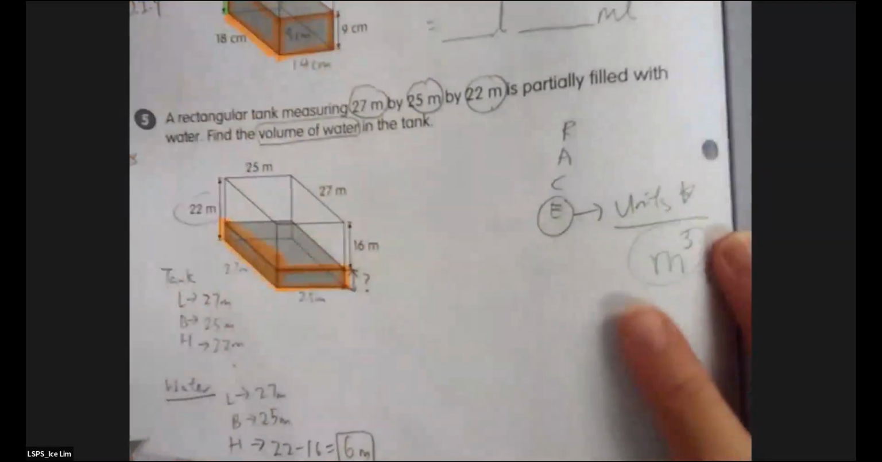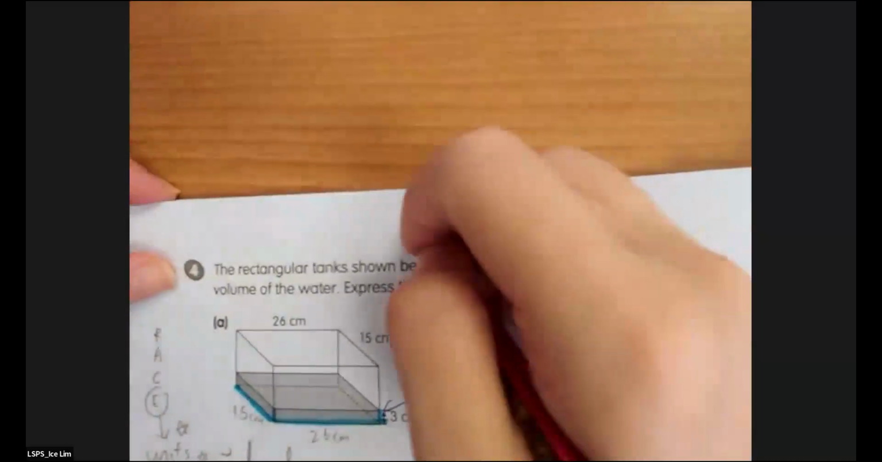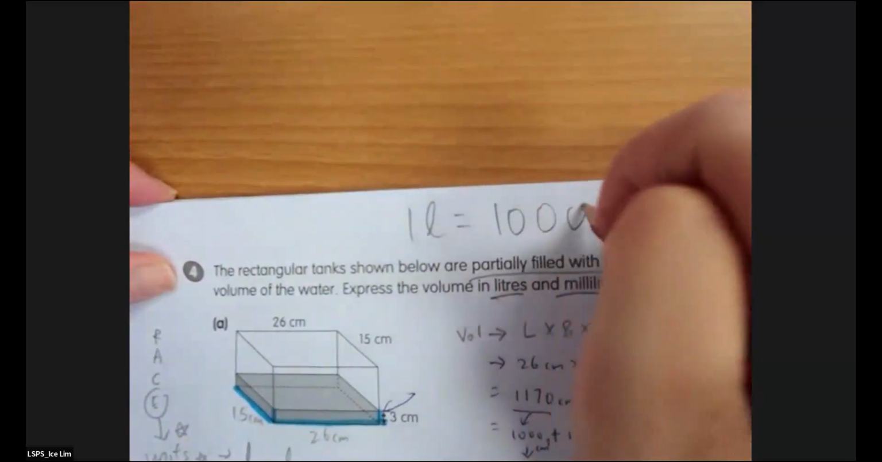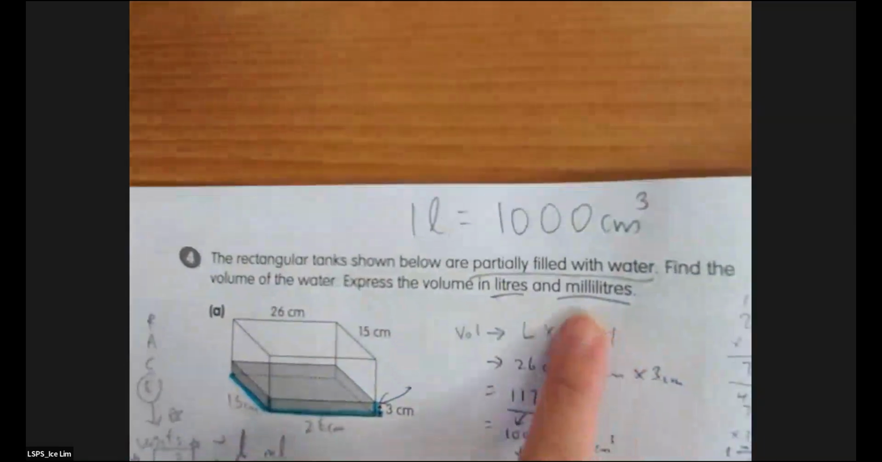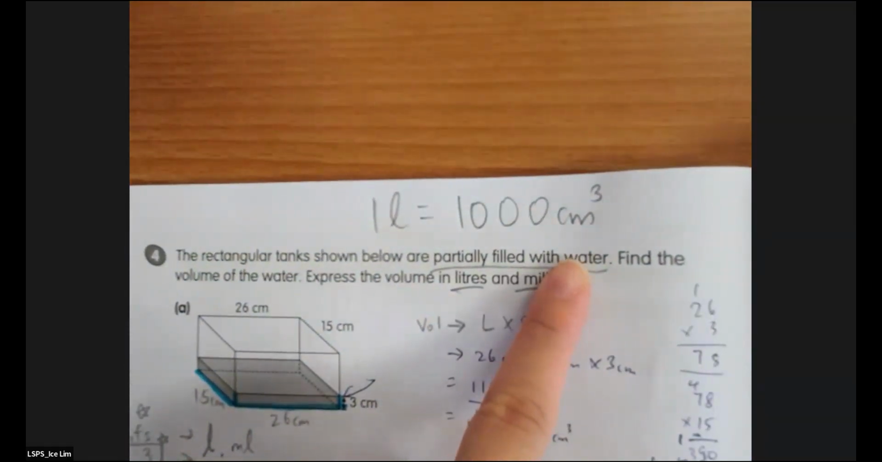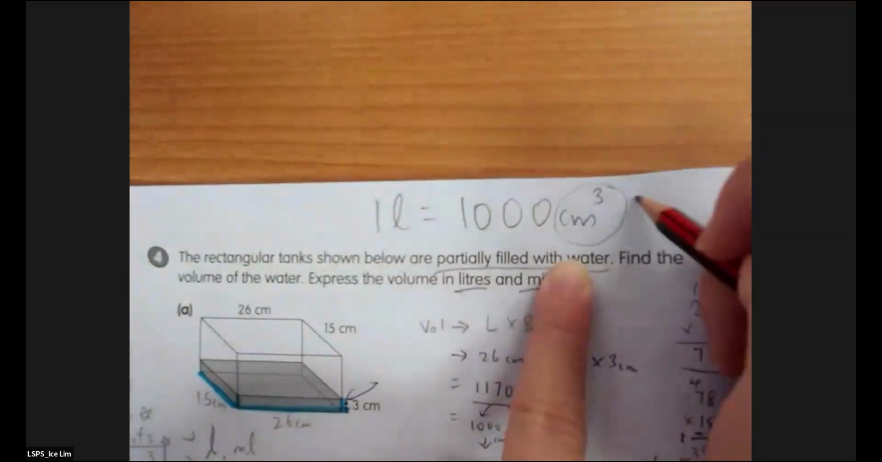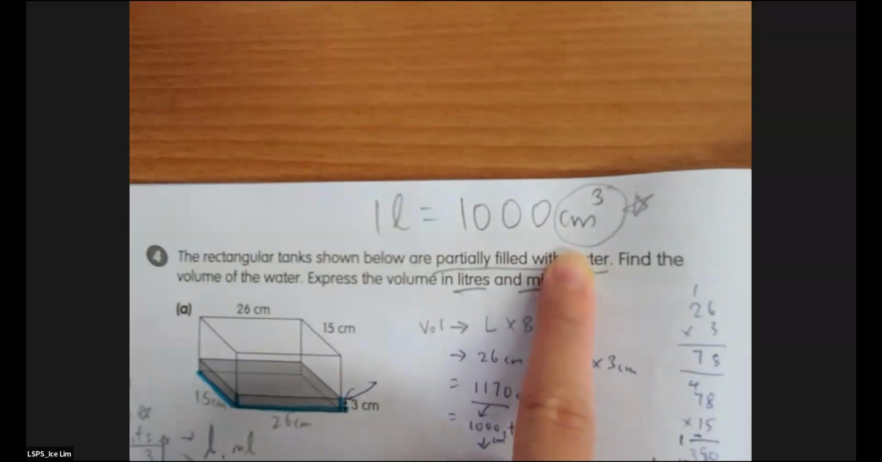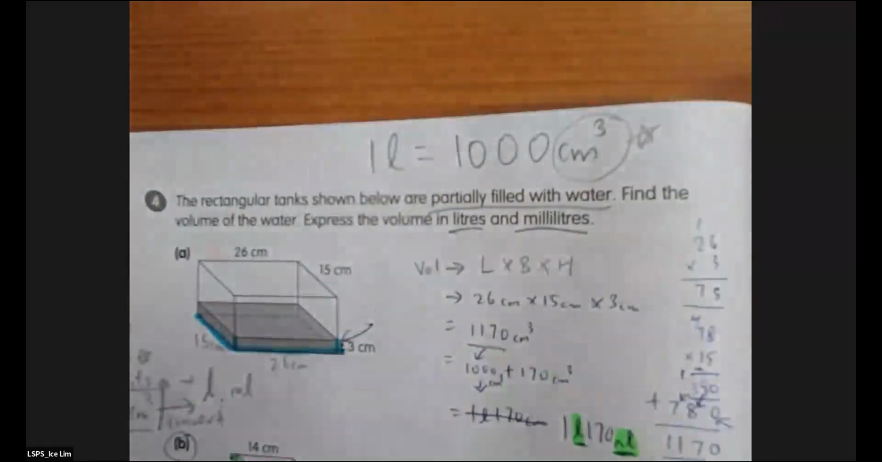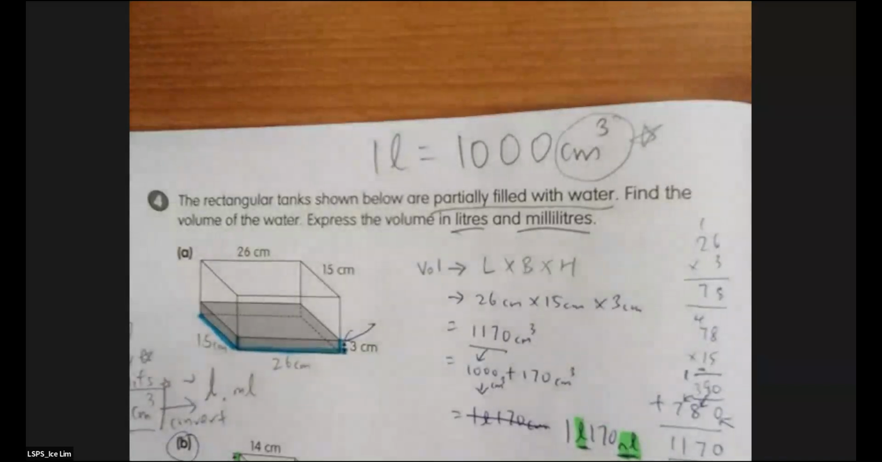It will not be liters and it will not be milliliters, because think about the conversion again. 1 liter is equal to 1,000 cubic centimeters. How many cubic meters is that? This is centimeter cube. I'm going to pull up the ruler for you to see. Do you know what 1 centimeter is?